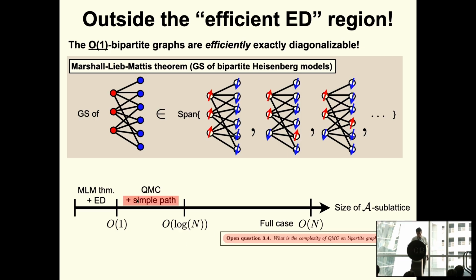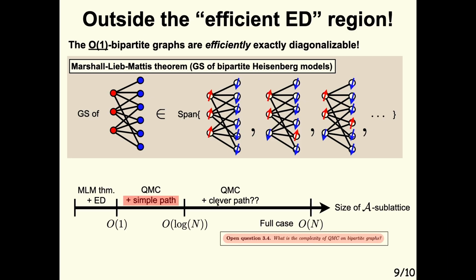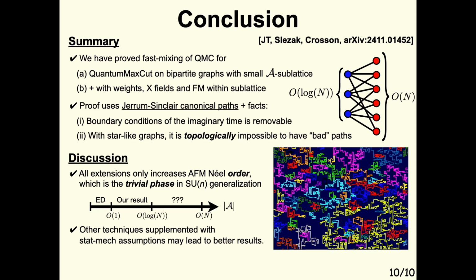But in order to show this, we only used a very trivial application of the canonical path construction. So if we can come up with a more clever path, maybe there are ways to prove the full open problem. And yeah, this is basically it.